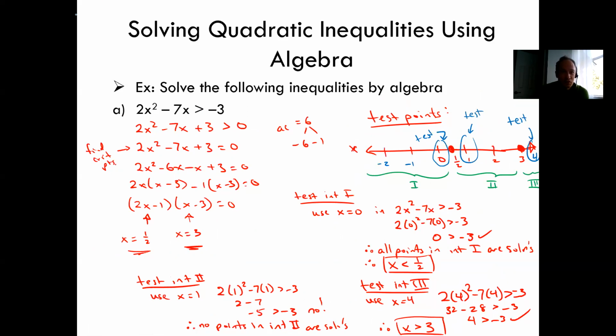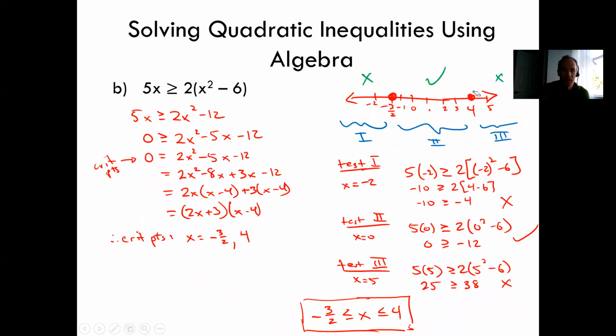Keep in mind, could we have solved this one just by thinking about the graph? And we absolutely could have. This is an upward facing parabola, so we know it's going to do something like this. We know it's going to be winner, loser, winner. We didn't even really need to test point that. We could have just figured it out that way.